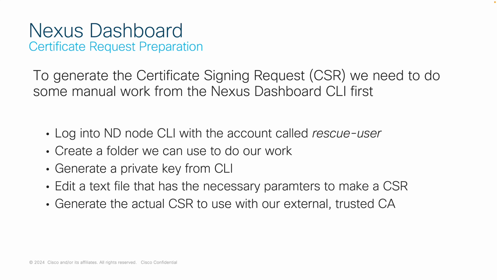Okay, so in order to generate the certificate signing request, we need to do a little bit of work. And unfortunately, in the current version of Nexus Dashboard, we have to do that from the CLI of one of the nodes. And so what we're going to do, and I'll show you this live in the video, we're going to log into one of our nodes in the CLI with the rescue user account. We're going to create a little temporary work folder for us to generate some files. One of those things that we're going to generate is a private key for that Nexus Dashboard that will be used as part of the request.